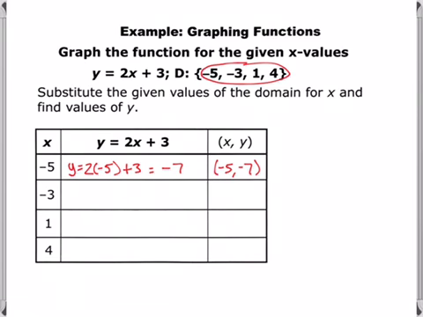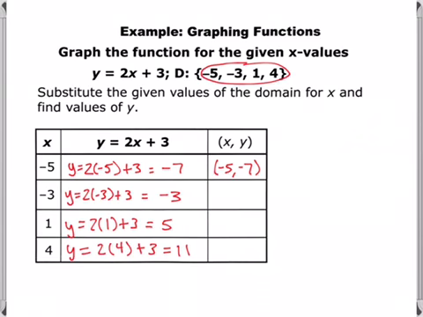Now we want to do the same thing with -3, 1, and 4. So you're going to plug in -3 for x, and you get 2 times -3, which is -6, plus 3 is -3. So this gives you the ordered pair -3, -3. Then you plug in 1 for x, and you've got 2 times 1 is 2, plus 3 is 5. So you've got the ordered pair 1, 5. And then you plug in 4 for x, and you get 2 times 4 is 8, plus 3, so y is 11. So you've got the ordered pair 4, 11.